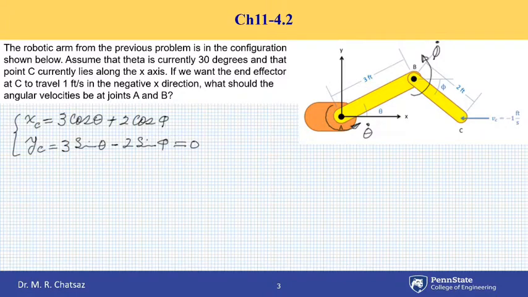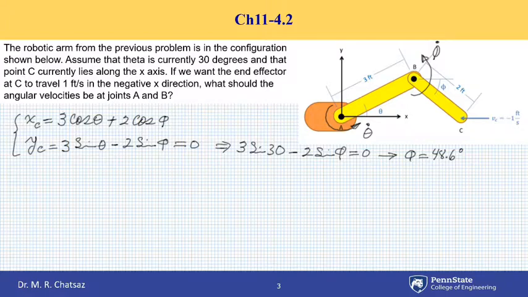So I can use this equation for YC and plug in angle theta and solve for angle phi. If I take this equation and write 3 sine 30 minus 2 sine phi equal to 0, I can solve and get phi for the position shown as 48.6 degrees.